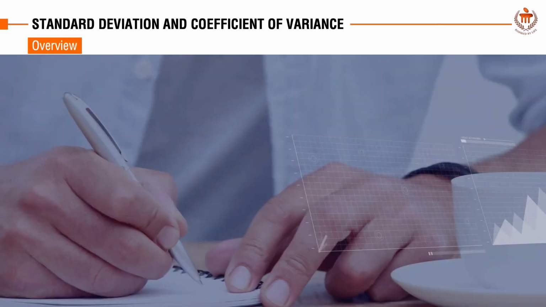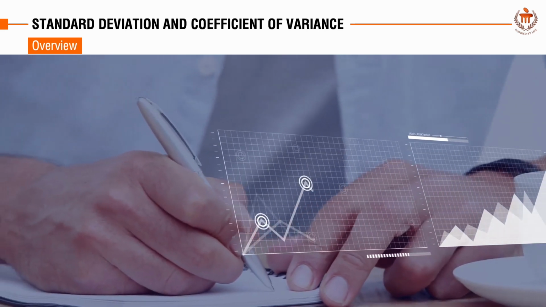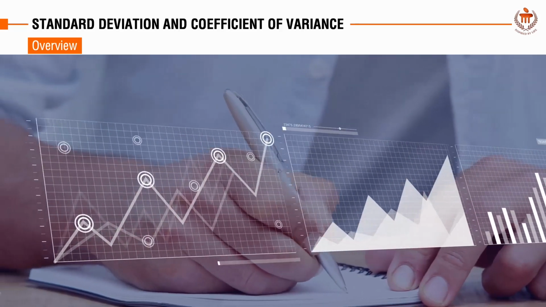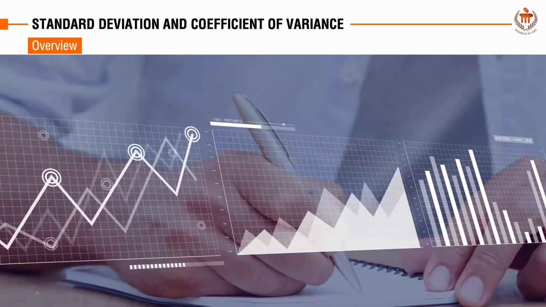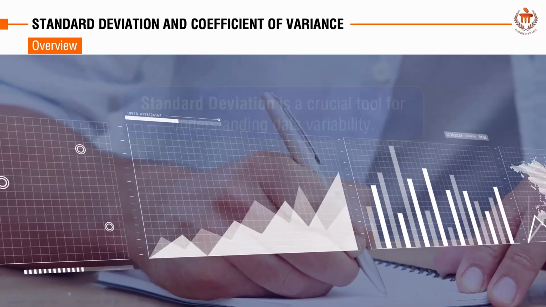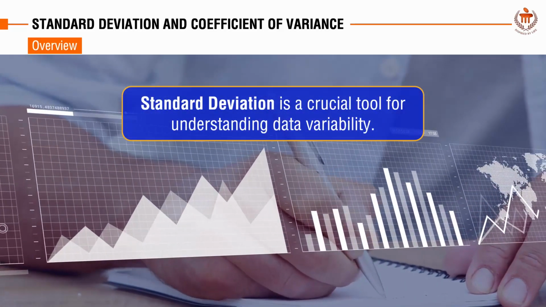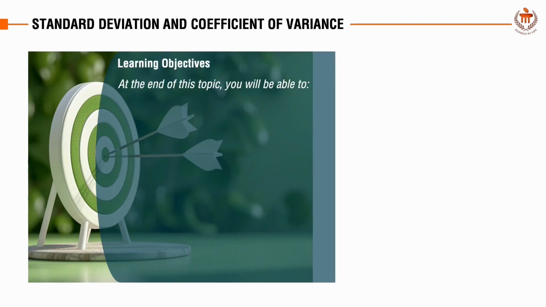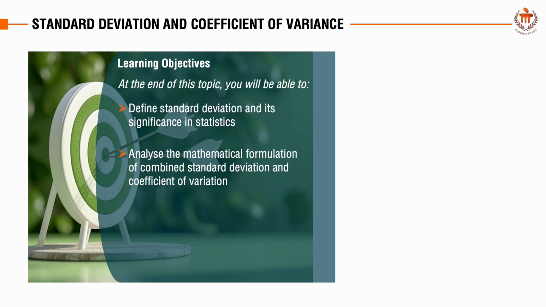So at the end of this topic, you will be able to define what standard deviation is and its significance in statistics. Here we'll discuss how we can analyze the mathematical formulation of combined standard deviation and coefficient of variation. Now, talking about the learning objective from this class, at the end of this topic, you will be able to define standard deviation and its significance in statistics. We are going to analyze the mathematical formulation of combined standard deviation and coefficient of variation.